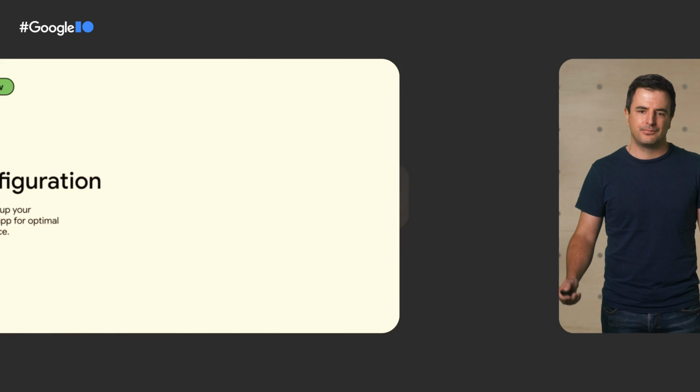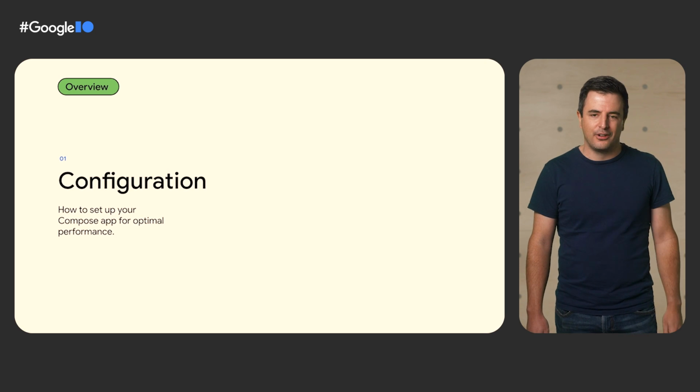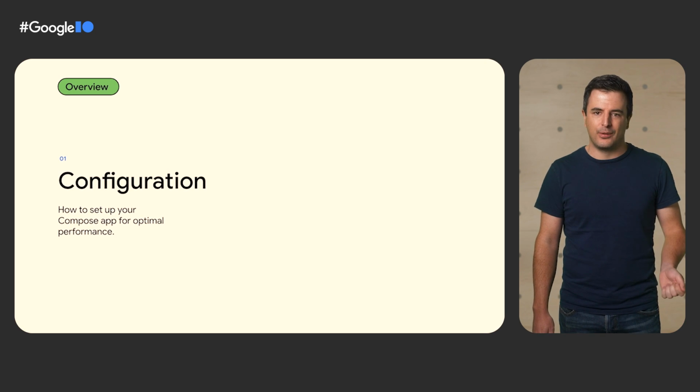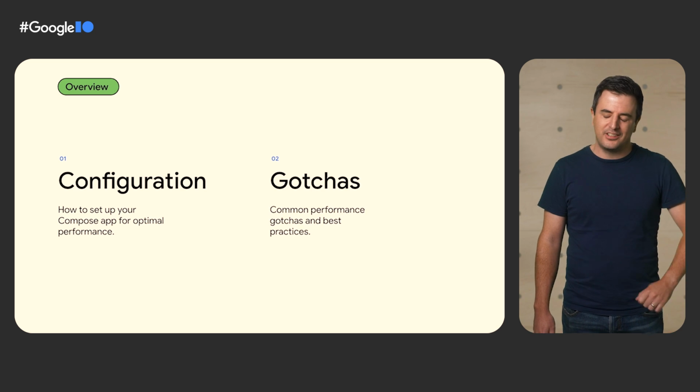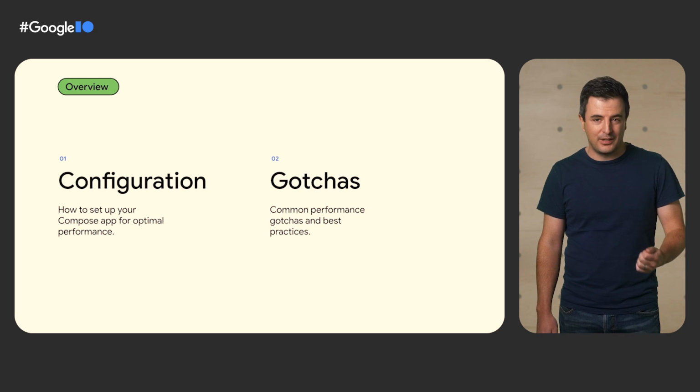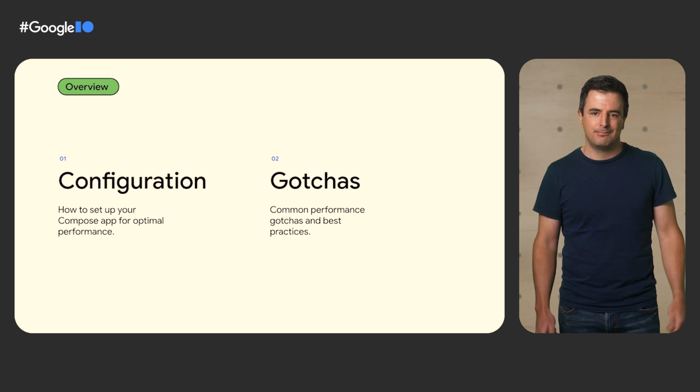Our goal with Compose is to provide a performant UI system right out of the box, where you can write code how it comes naturally to you and it will perform well, as you would expect. There are a few steps you can take though, and some common gotchas to avoid to ensure you maximize performance in your Compose app. We'll start by taking a look at how you can correctly configure your app with regards to performance. Then we will dive straight into those common gotchas and describe the best practices for avoiding them. Let's get started.